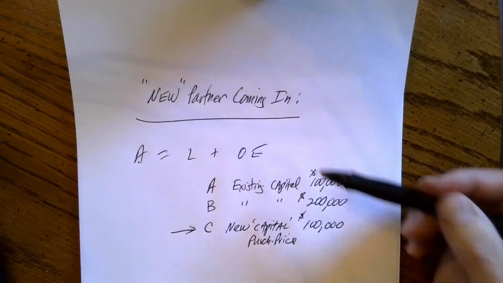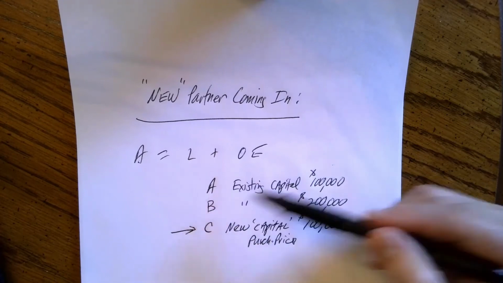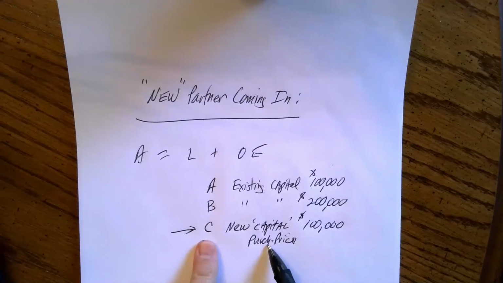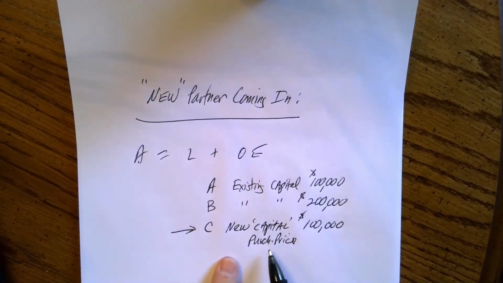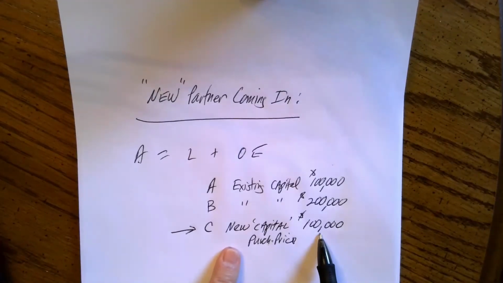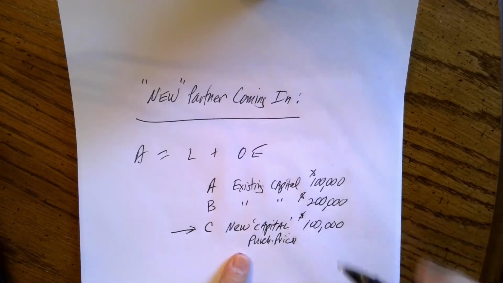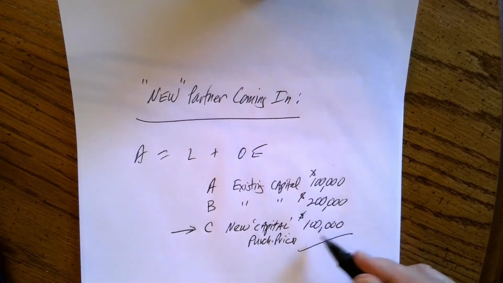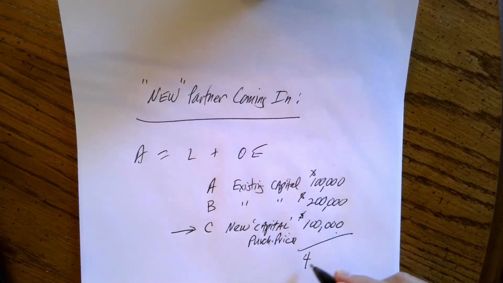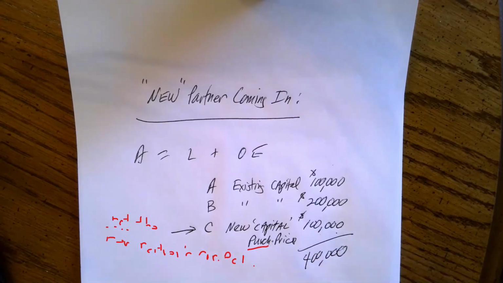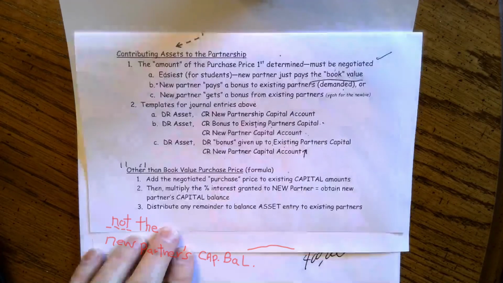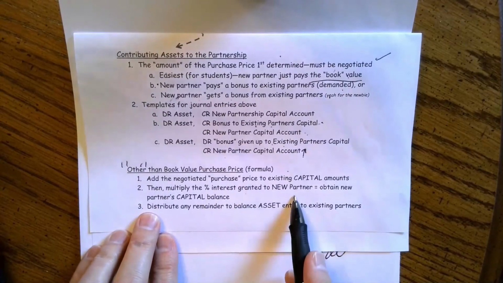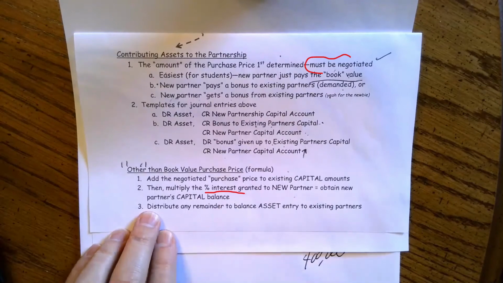Example, an existing partnership of A and B, each with capital balances of $120,000 at the time a new partner comes in. The new partner's purchase price is negotiated at $100,000. So we add up all three of the capital balances after the contribution, $400,000 in total. Second step, multiply the percent interest granted to the new partner to obtain the new partner's capital balance.